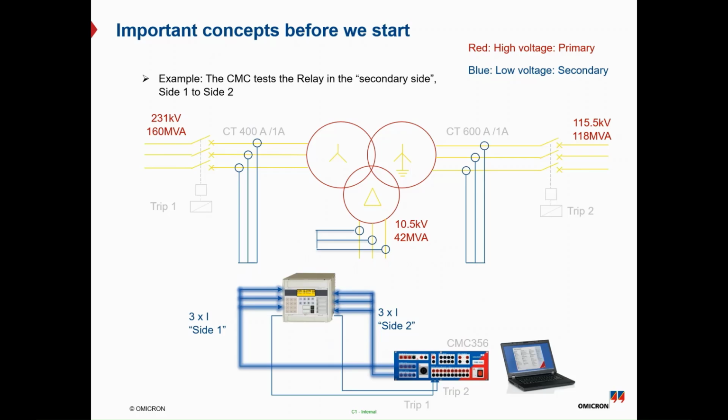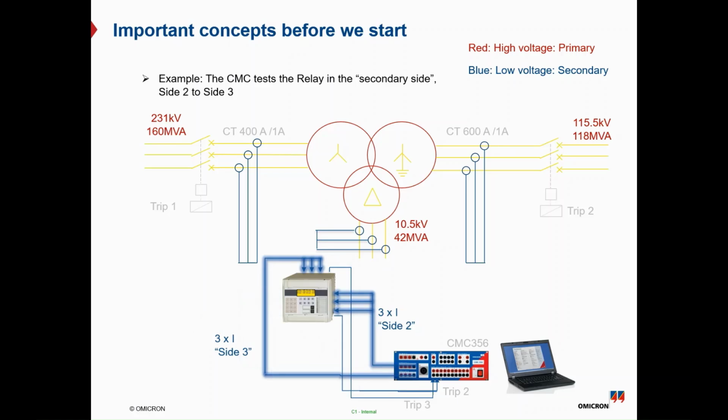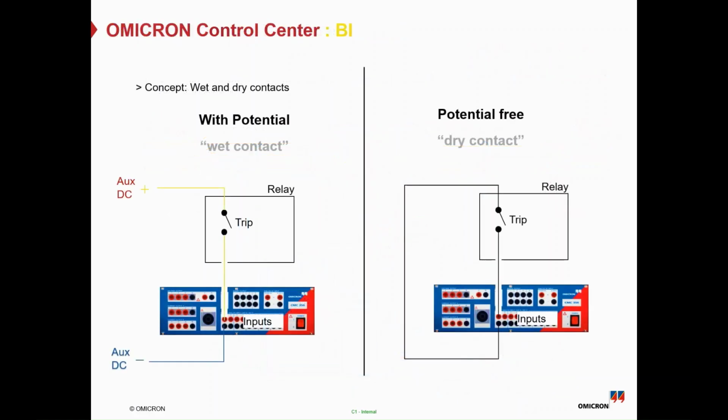And as you can see here, we are connecting side 1 and side 2 to the CMC current output A and current output B, and we get the trip feedback to the CMC binary input. So now we can test the differential function between the primary and the secondary side. And in the same way, we can check the side 1 and side 3 differential protection function, as you can see in the attached photos, and many more tests can be done.